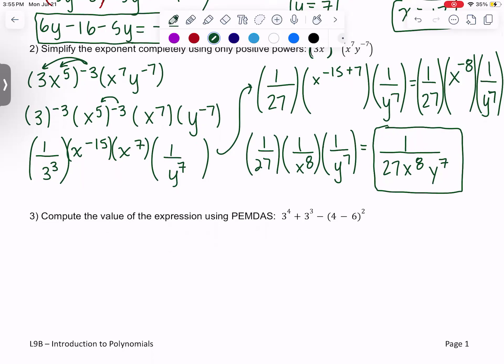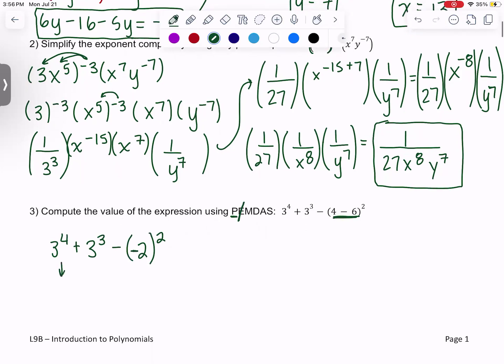And number 3, compute the value of the expression using PEMDAS, so parentheses first. So we don't do anything to those exponents. We have 4 minus 6 in parentheses first, so we're going to do that. That's negative 2. Put the exponent 2 outside. Then we do exponents. So 3 to the 4th. We saw earlier 3 to the 3rd was 27, so 27 times another 3, 81. 3 to the 3rd, 27. Bring down the minus sign.